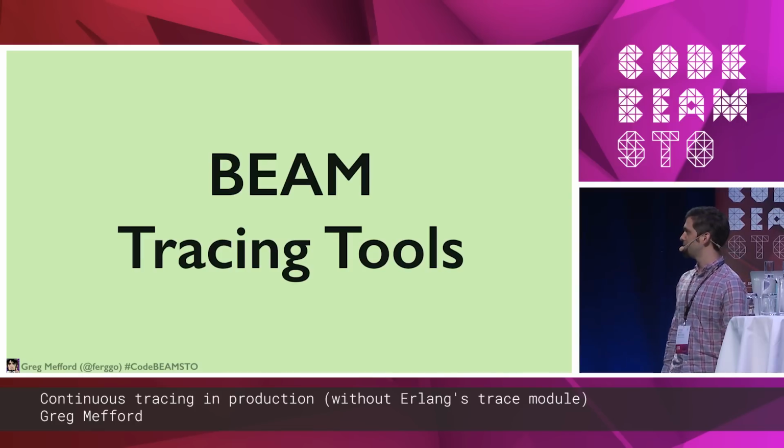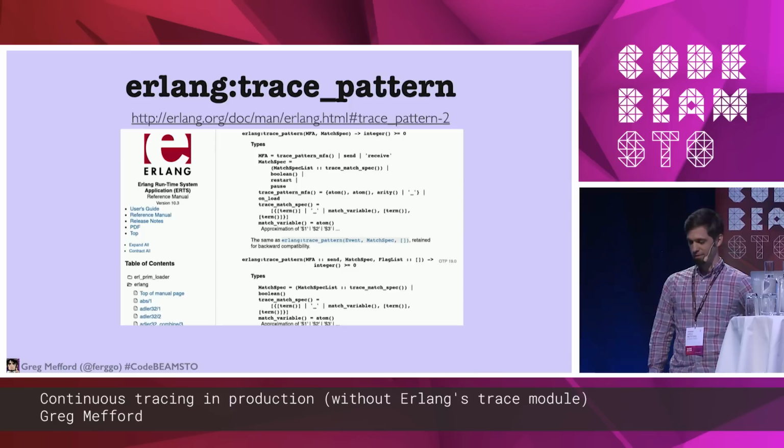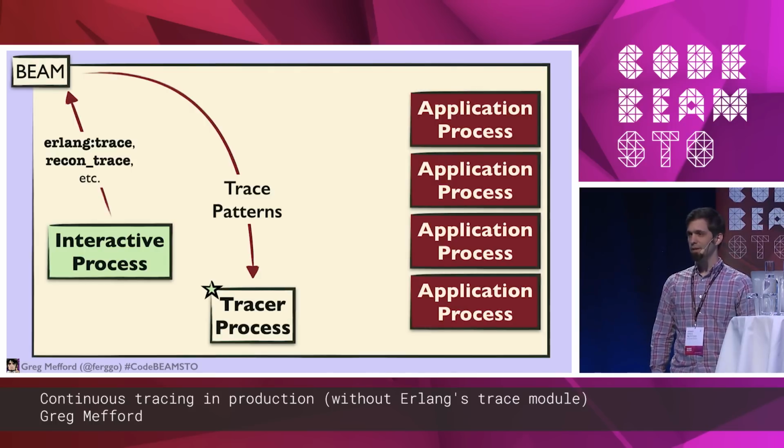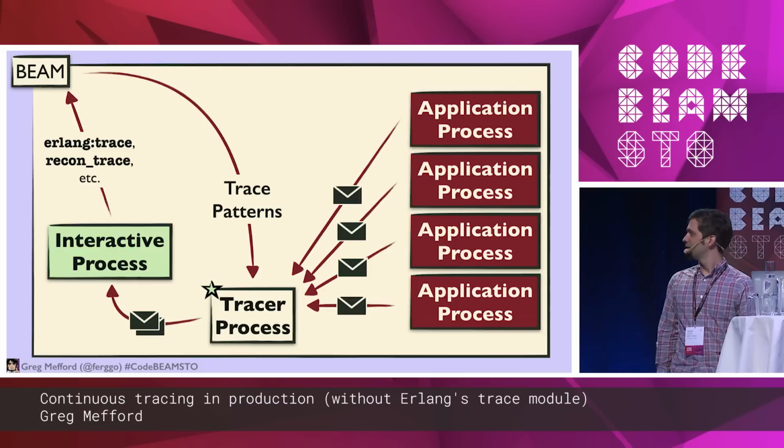So let's talk a little bit about the BEAM tracing tools that we're not using. Just if you're not familiar with them, Erlang has built-in functions for turning on tracing and configuring what trace patterns you want to collect. The way that basically works is that if you have an interactive process, you can make these built-in function calls into the BEAM, and it'll set up this special tracer process, which there can only be one of per BEAM, and it'll configure the trace patterns there. And then as you make function calls, that trace process is kind of magically told that those function calls occurred, and it filters out the ones that you've asked for and sends them to your interactive process.